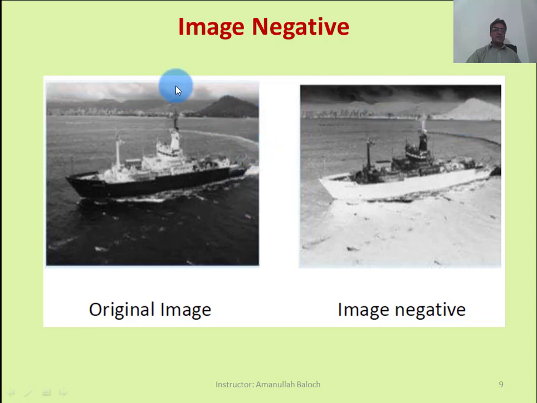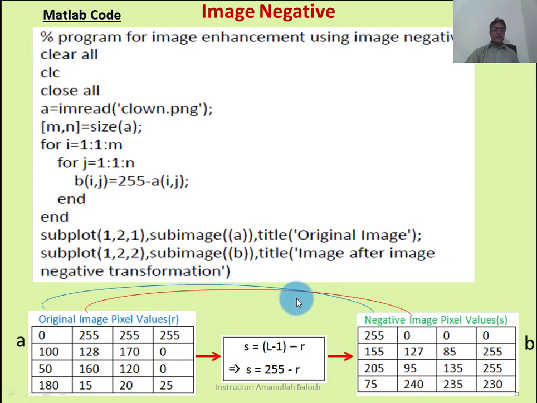Here you may see that the sky or the clouds are white, while here they have been converted into black. You may see the equipment and the other parts of this ship are white, while in this image these parts are black. So the negative transformation converted the black pixels of the original image into white pixels, and the white pixels of the original image into black, and semi-gray into semi-gray.